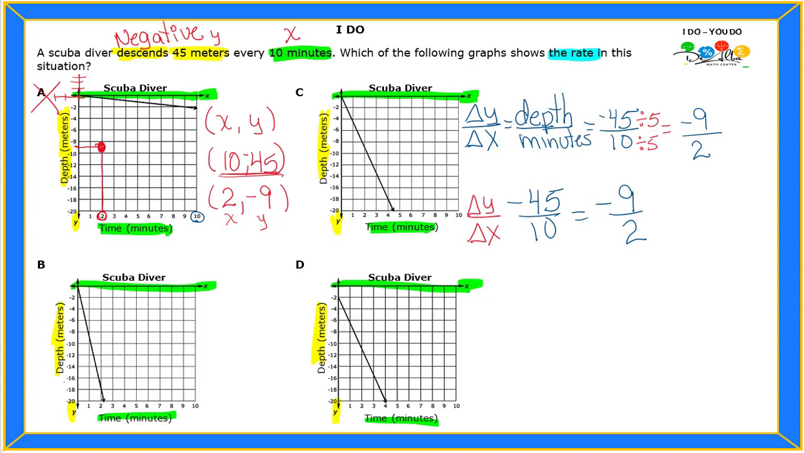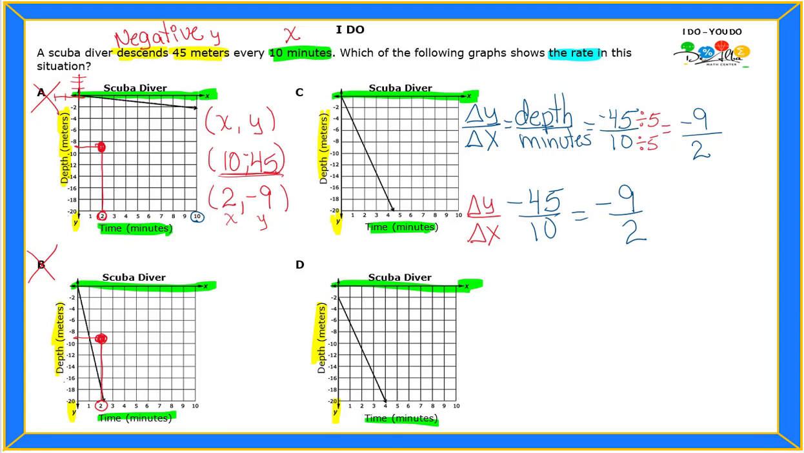So I'm going to do the same thing. I'm going to go 2 on x, which is right here. And I'm going to find negative 9. This is negative 2, negative 8. Negative 9 is somewhere over here. So I'm going to go up and across. What do you notice? It's still not on the line, right? So it cannot be letter B.